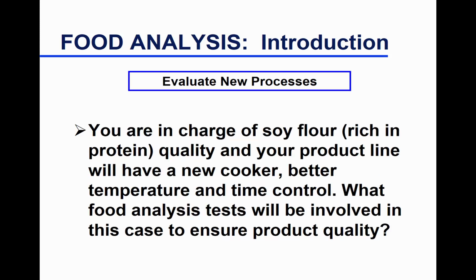Okay, new processes. And this is a true story, a true event that happened when I was on sabbatical at Cargill. I had to look into the situation where they were producing soy flour, which is high in protein. That's important. It's really high in protein. And they wanted to become more efficient in terms of time and temperature to treat the soy flour to inhibit trypsin inhibitor. And for safety, they need to heat the soy flour to a certain temperature for a certain period of time, but they changed the cooker.